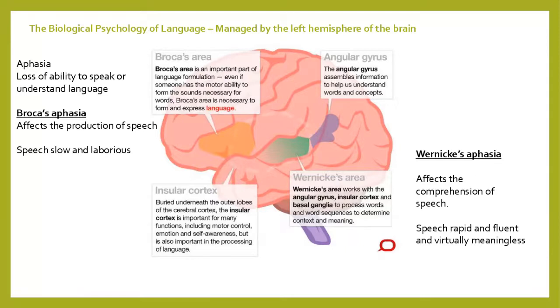Somebody who's damaged in the Wernicke's area of the brain has Wernicke's aphasia, which affects the comprehension of speech. So when people are talking, the speech is rapid and fluent and virtually meaningless. It would be quite garbled. Different areas of the brain process different pieces of language, and we can tell through people who damage those areas what the impact of that is. So the two areas the book speaks about are Broca's area and Broca's aphasia, and Wernicke's area and Wernicke's aphasia.